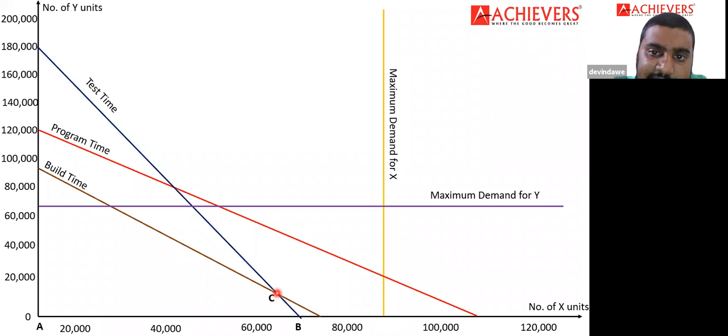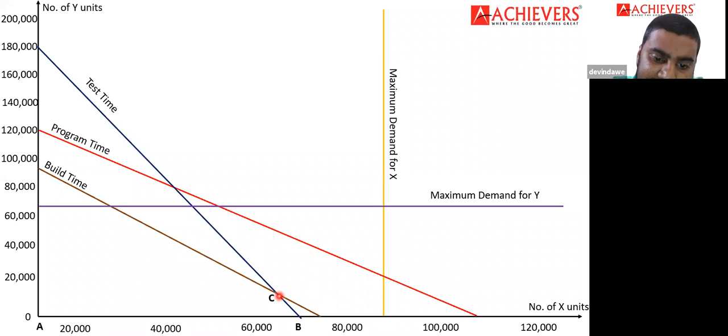So what did I tell you to do when you hit a corner? You can't go above that, and after you hit the corner, you have to move along that line. Initially from 0, I met the test constraint, so I moved along the test constraint until I hit the build constraint here. Now I can't go any further along the test constraint.